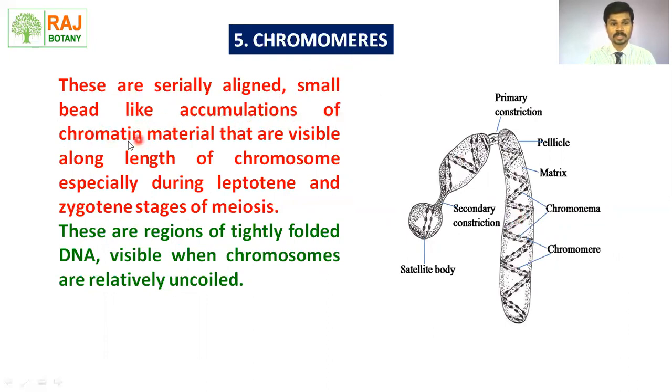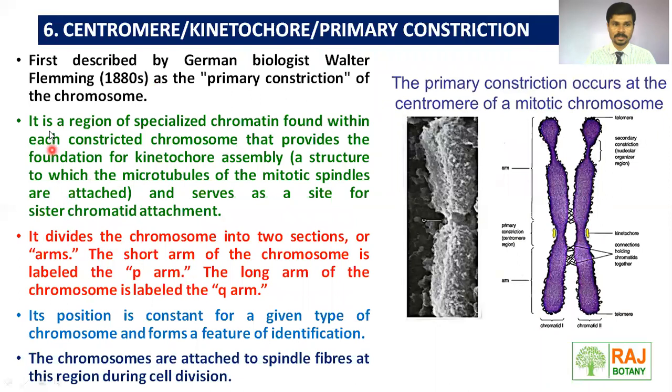Bead-like accumulations of the chromatin material are visible along the length of the chromosome, especially during the leptotene and zygotene stages of meiosis. These chromomeres are regions of tightly folded DNA visible when chromosomes are relatively uncoiled. Let's see the very important part of the chromosome, that is the centromere, also called kinetochore or the primary constriction.